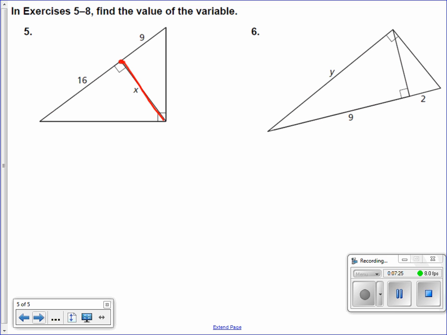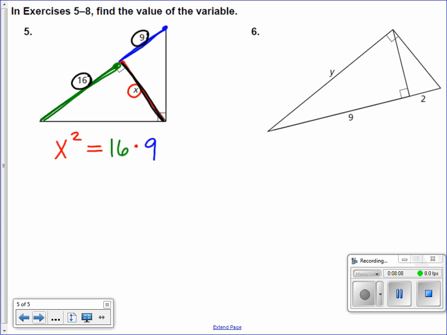the altitude squared, so x squared equals the two pieces that it's intersecting multiplied together. So x squared equals 16 times the other piece, 9. So one more time, it's always the altitude, or the line going through it, squared equals the two pieces multiplied together.